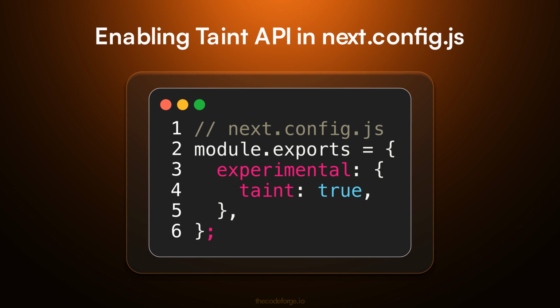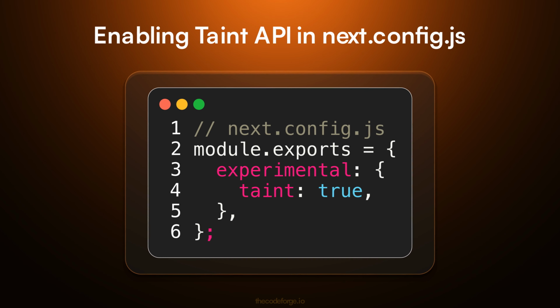The article mentions enabling experimental taint but does not show the configuration. Here is the exact next.config.js snippet to enable the Taint API in production.